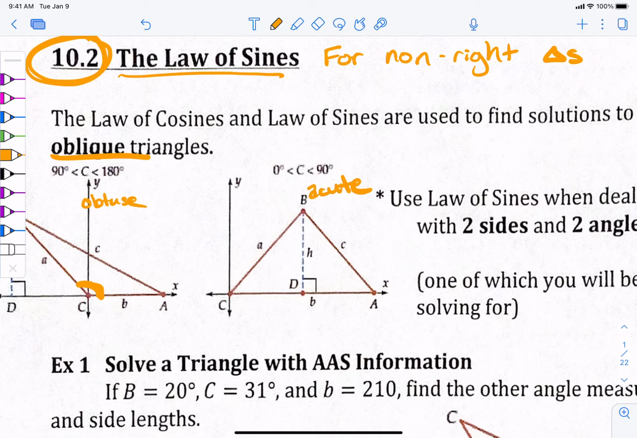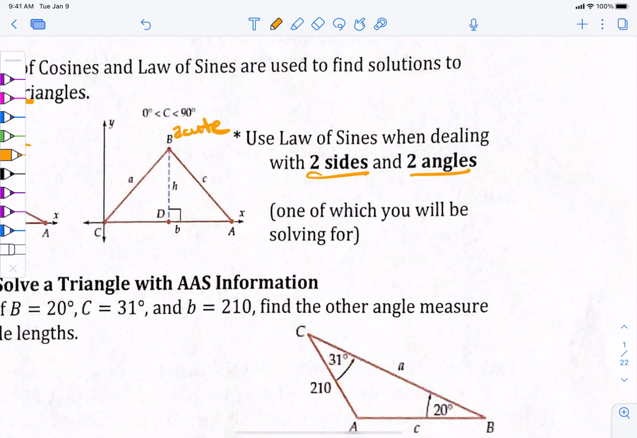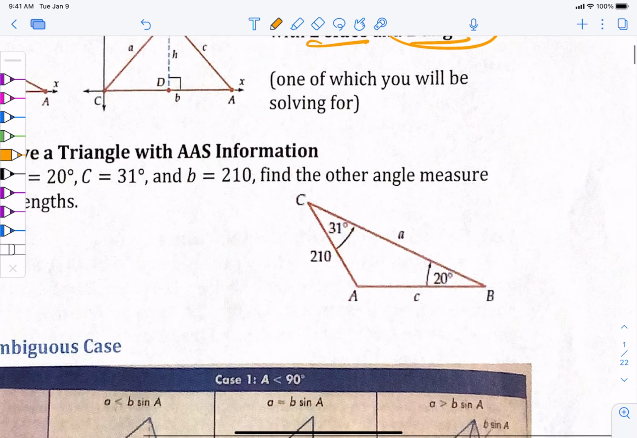You will know that you need to use the law of sines when you have two sides and two angles involved, one of which you are solving for. So maybe I have both of the angles and one of the sides, and I'm solving for the other side. There are 4 pieces of information. 2 of them are sides, 2 of them are angles. One of them I'm solving for, okay?